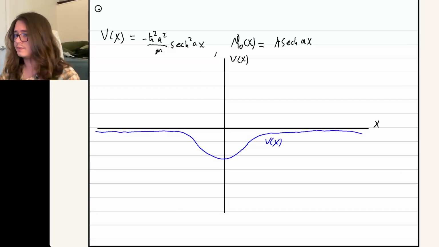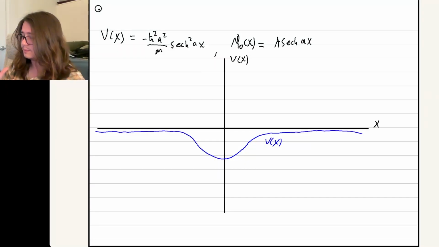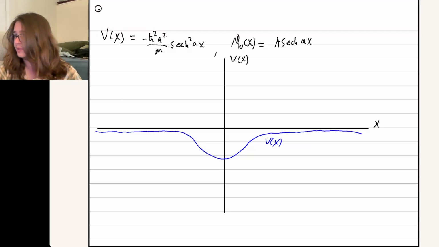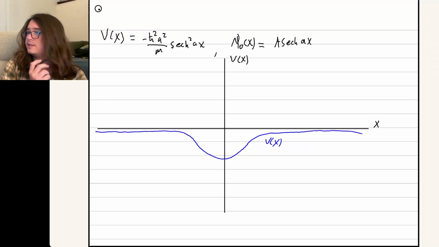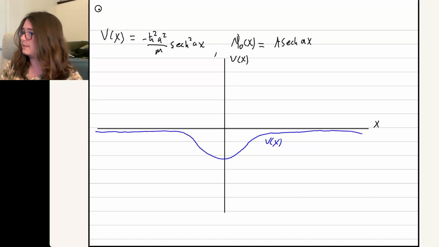Alright, silly people, here's the situation. We have this potential, minus h bar squared a squared over m sech squared ax, and a trial wave function psi naught equals A sech ax, and we just need to check that this is actually a solution to the Schrodinger equation as well as normalize it.